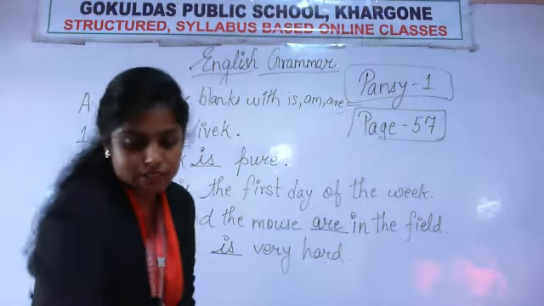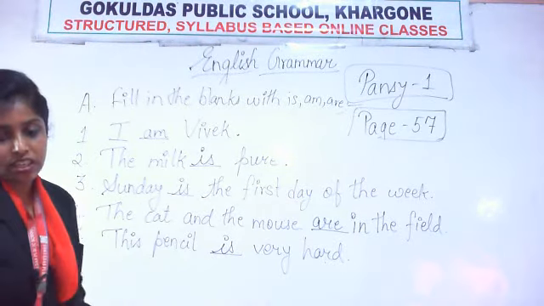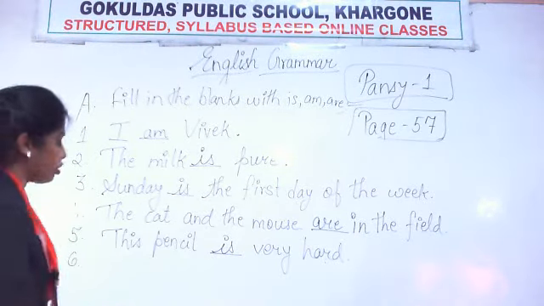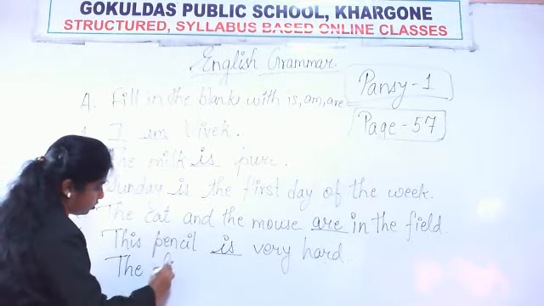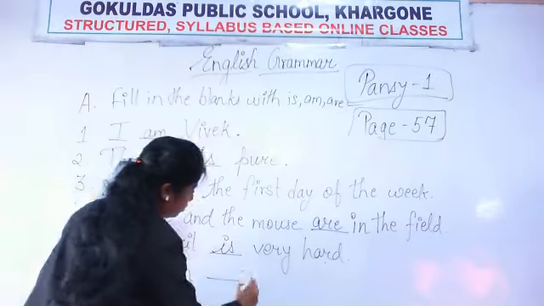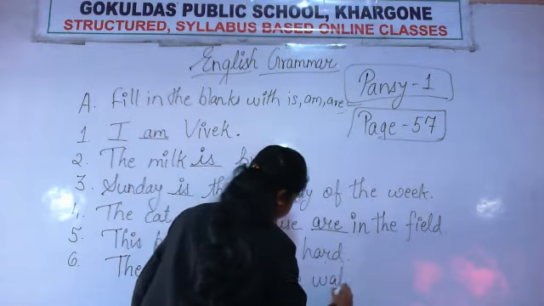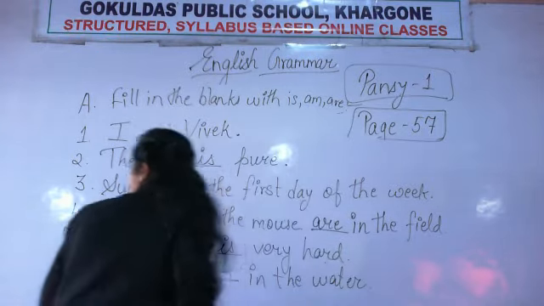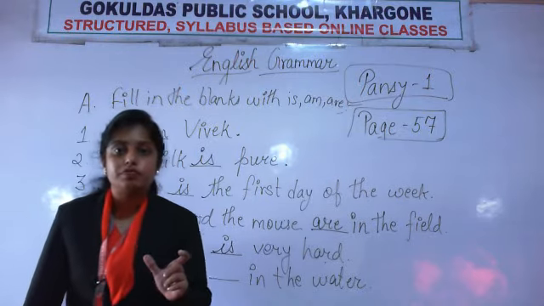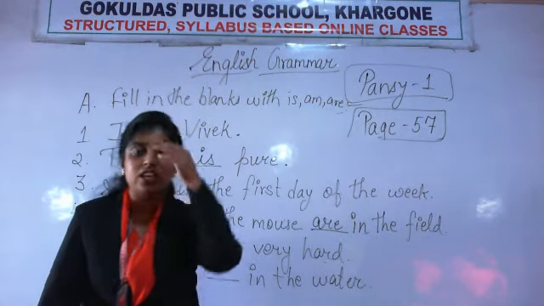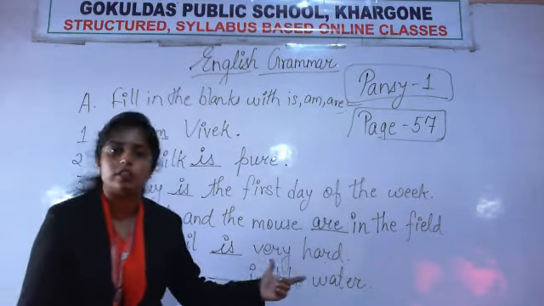Okay. Then sentence number 6. The fish dash in the water. The fish, we are talking about one animal here, in the water.